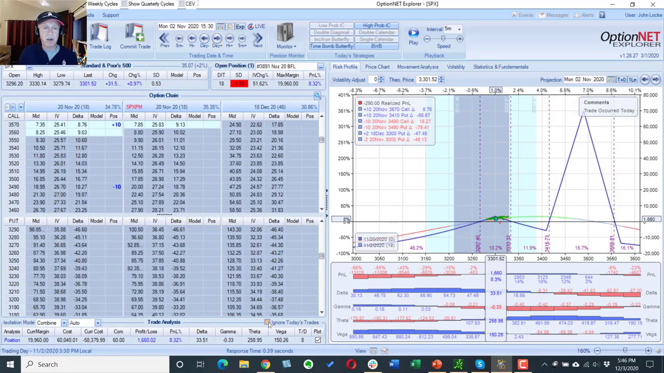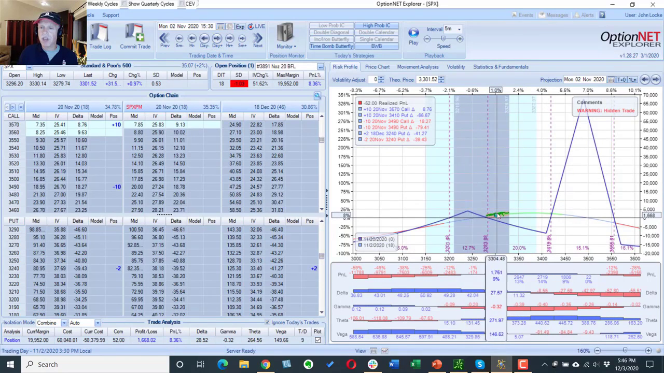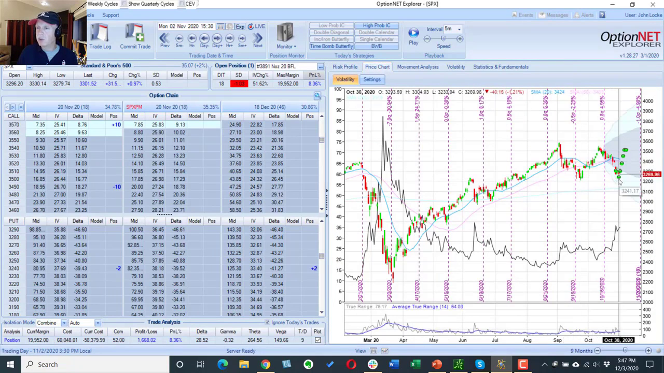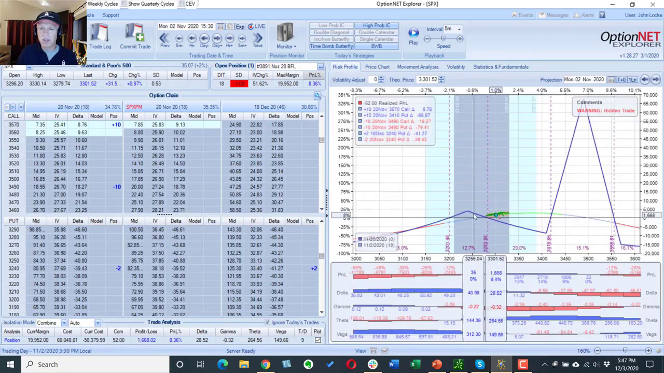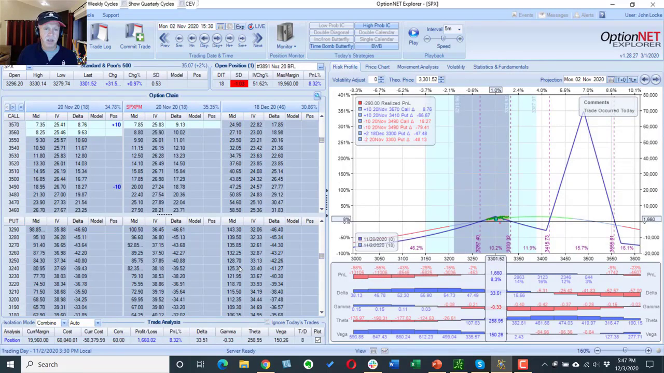Okay, we get a big bounce, and we get outside our butterfly here. And this is an anticipated bounce too, right? Because this is now doing what we expected. We came back down, we tested this support point, and now we're starting to bounce. So we're outside the calendar here. So I'm just going to bring the calendar forward again and bring it back to at the money. Again, supporting our T+0 line, keeping things stable.